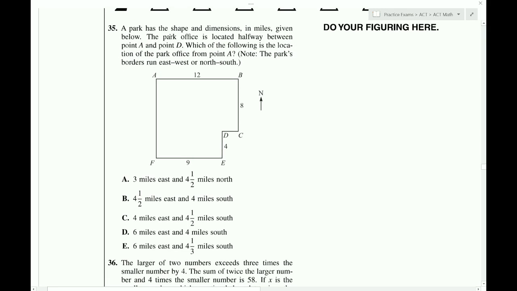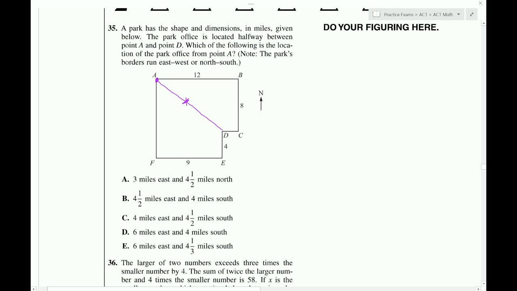A park has the shape and dimensions in miles given below. The park office is located halfway between point A and point D. So here's A and point D. Halfway between would be somewhere around here, right? Which of the following is the location of the park office from point A?